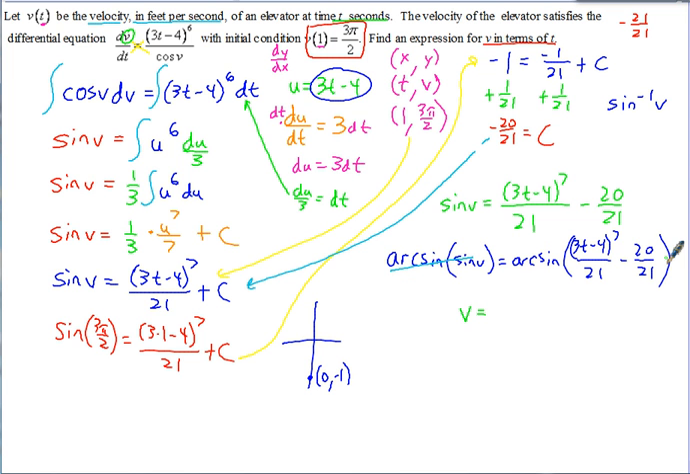And you could leave it like this, or because they already have a common denominator, you might want to just combine it to be a single fraction. Might look a little simpler, as just (3t minus 4) to the 7th minus 20, all divided by 21. And that concludes the notes for AP Calculus on the topic of solving differential equations by separation of variables.